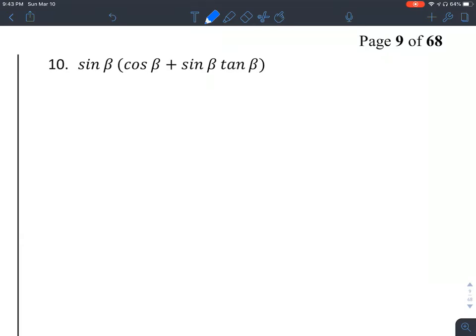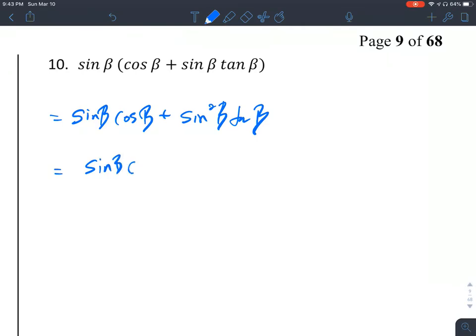Number 10, I will get rid of my parentheses first by distributing. I get sine of beta times cosine of beta plus sine squared of beta tangent of beta. Then I will change this to in terms of sine over cosine, see what happens. Right now I don't know what's going to happen. It's going to make this tangent of beta sine of beta over cosine of beta.